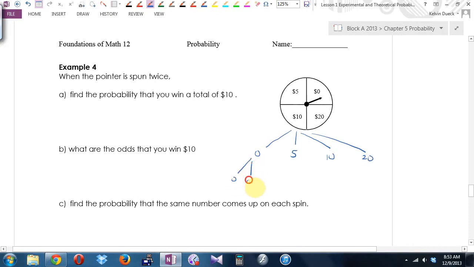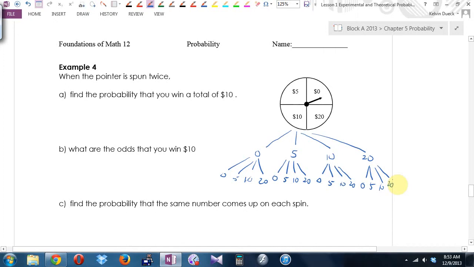So it's going to go like this. 0, 5, 10, 20. The only problem with trees is they get wide. I need to make mine a little wider to make this fit for you guys. You kind of got to spread out. 0, 5, 10, 20, 0, 5, 10, 20, 0, 5, 10, 20, 0, 5, 10, 20.